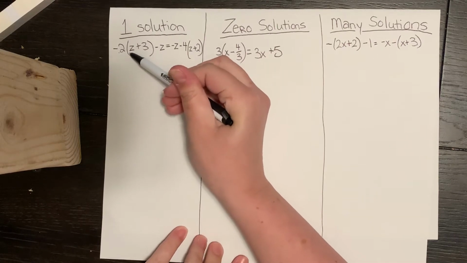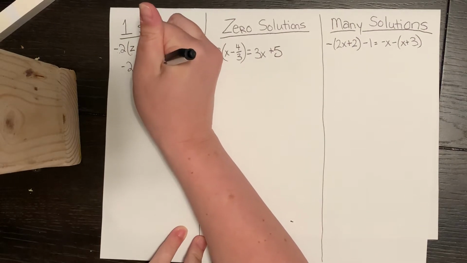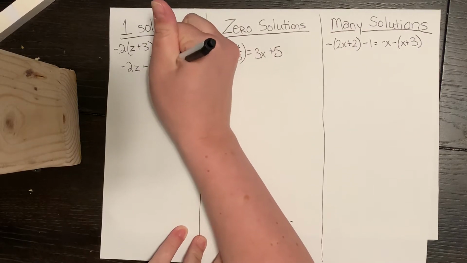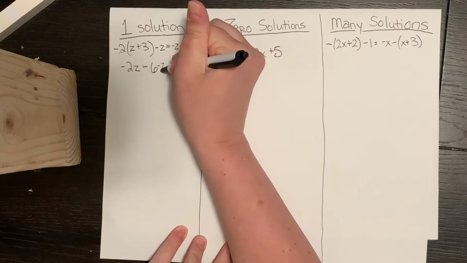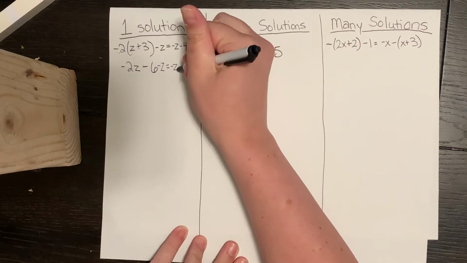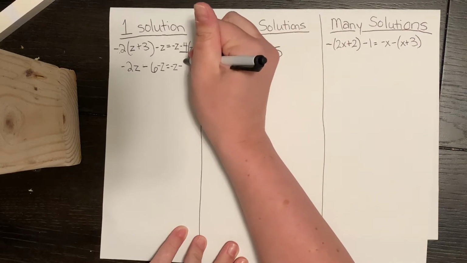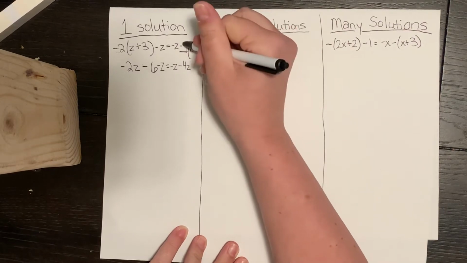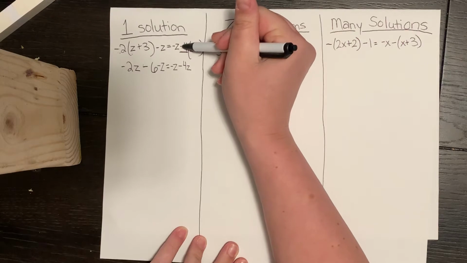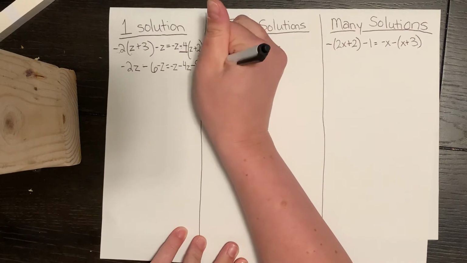So you use the distributive property. Negative 2 times z is negative 2z. And then negative 2 times 3 is negative 6. And then you just have minus z here. Okay, then the other side. You just have negative z there, and then negative 4 times z is negative 4z, and negative 4, guys, do not forget that is a negative. You've got to use that, okay? So negative 4 times 2 is negative 8.